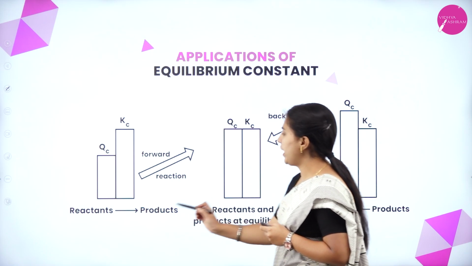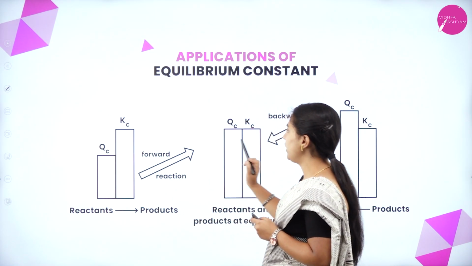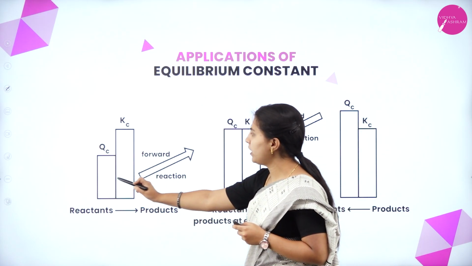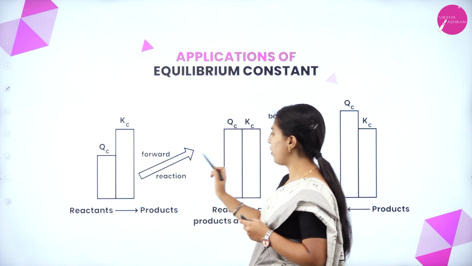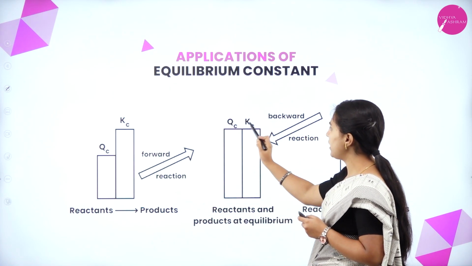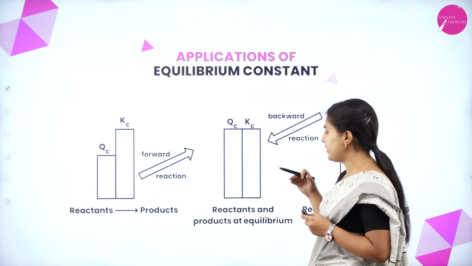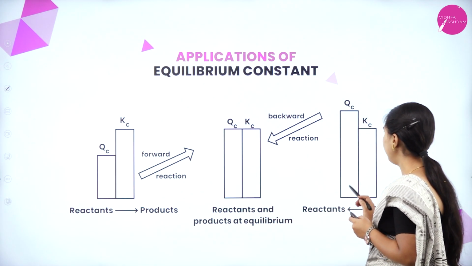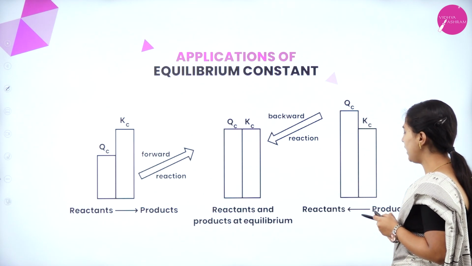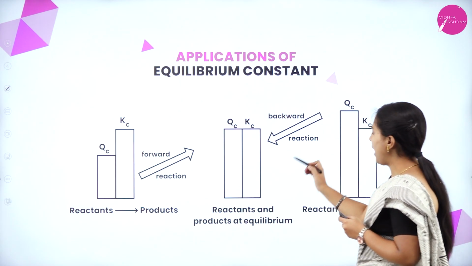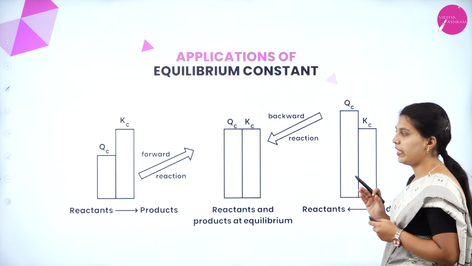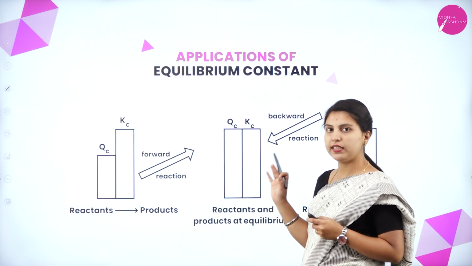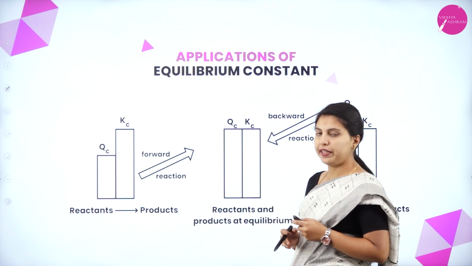See here, reactants and products showing forward. If QC is lesser than KC, forward direction. If QC and KC are equal, reactants and products are at equilibrium. If QC is greater than KC, it goes in the backward direction to reach equilibrium. These are the three cases with the diagrams.